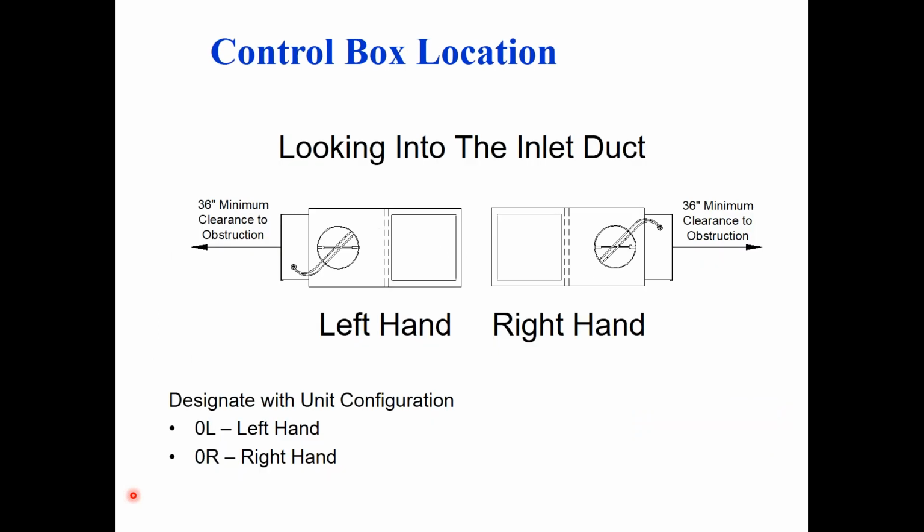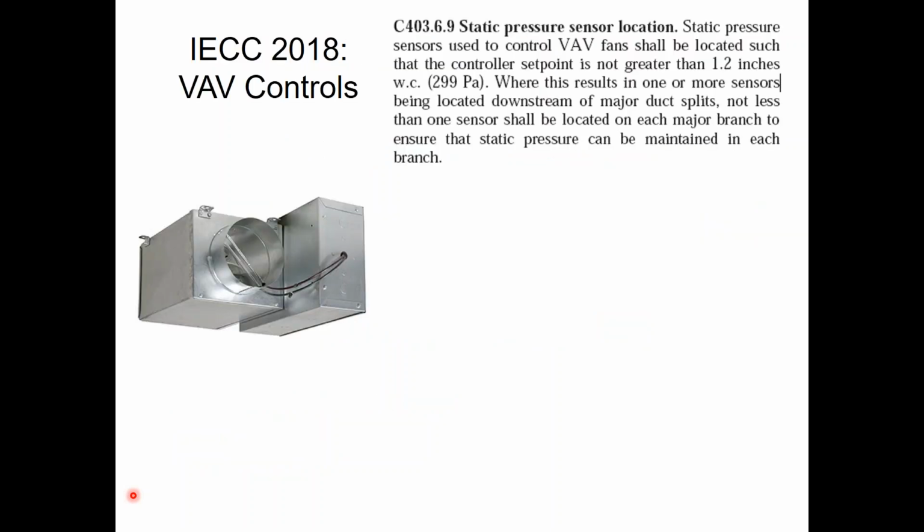Like I said, you get left hand or right hand for the controls as well as the hydronic coil. The left hand and right hand is with the air hitting you in the back of the head, meaning you're looking into the round inlet. And that is the control enclosure on the left side or on your right side. We mentioned this last week and earlier today.